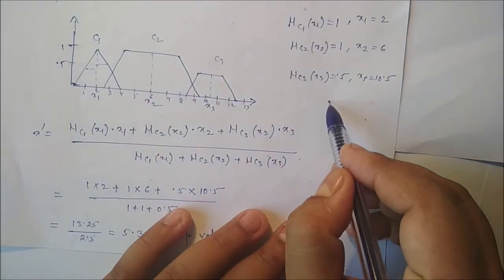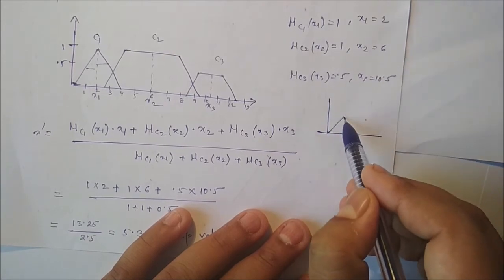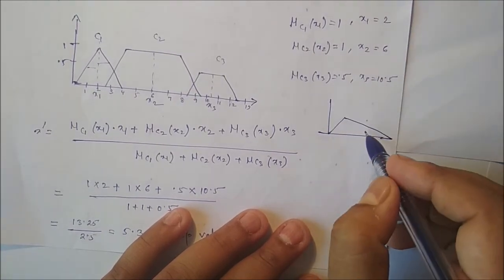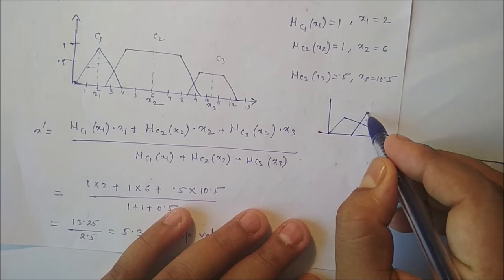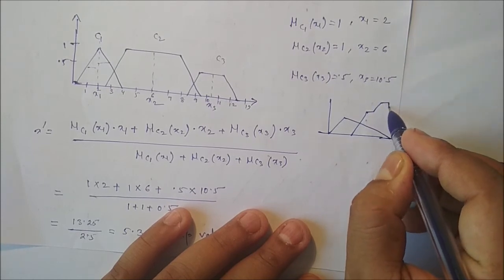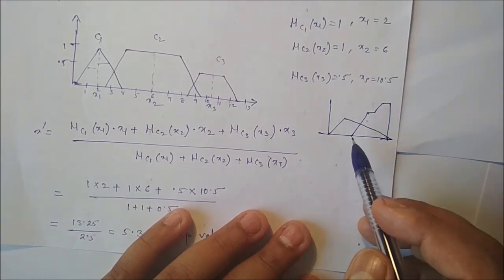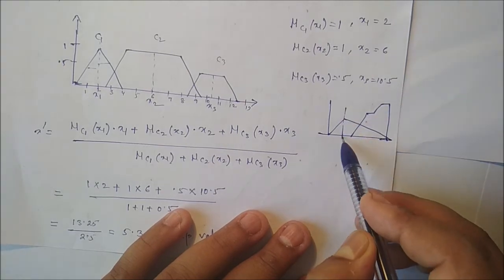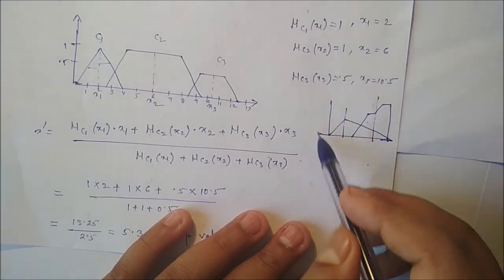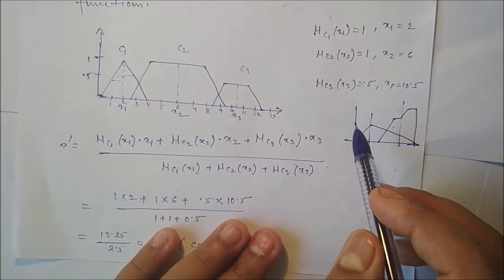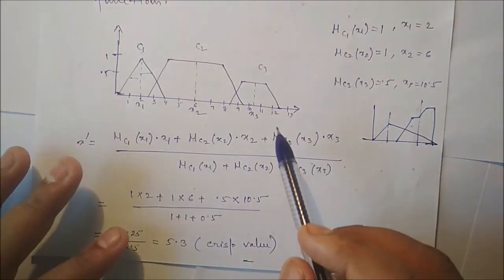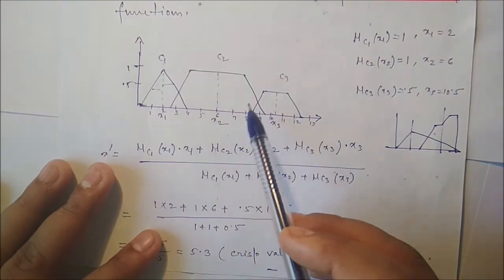If it is like this way, okay, and this one, then we cannot apply the Sugeno defuzzification because it is not symmetric. In that case, we cannot apply Sugeno defuzzification or the weighted average method. We can only apply the weighted average method if it is symmetric.